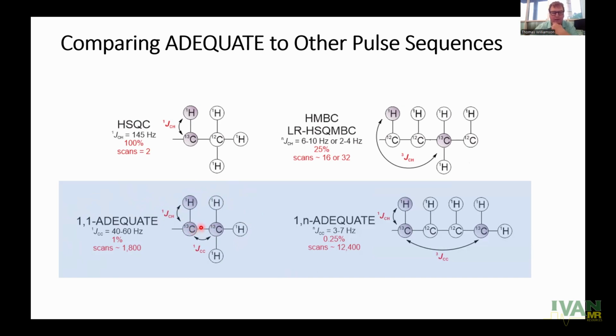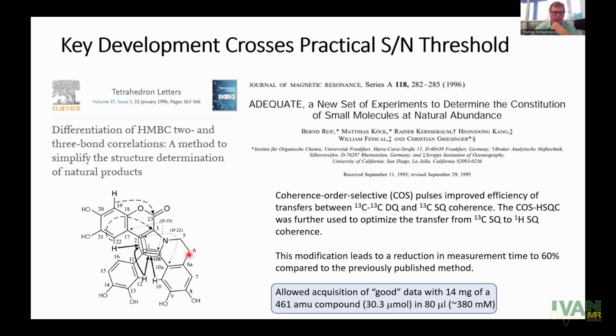Basically, the issue with this is that, of course, the sensitivity is very low. We're looking at one in every 10,000 C13 nuclei having a neighbor that is a C13 nucleus. The inverse detection helps, and we can use things like non-uniform sampling to help. But ultimately, it takes a long time to acquire these data, but when you need it, it can really help.